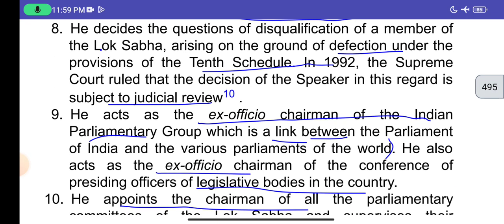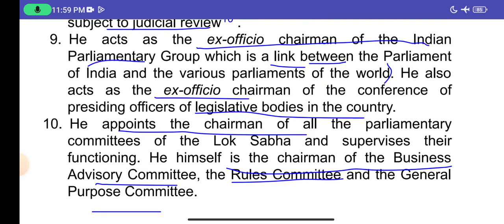He decides the questions of disqualification of a member of the Lok Sabha arising on the ground of defection under the provisions of the 10th Schedule. In 1992, the Supreme Court ruled that the decision of the Speaker in this regard is subject to judicial review. He acts as the ex officio chairman of the Indian Parliamentary Group, which is a link between the Parliament of India and the various parliaments of the world.